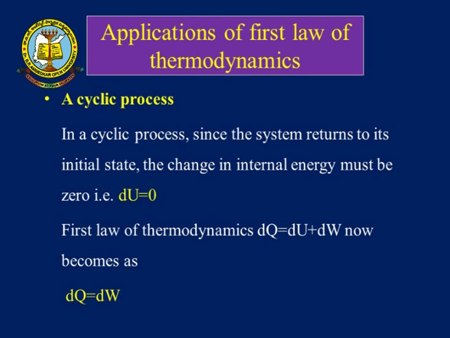So, in a cyclic process, when a system is taken from its initial position to the final position and again comes back to the initial position, the change in internal energy will be 0. Therefore, we can write the first law of thermodynamics for a cyclic process as dq is equal to dw.